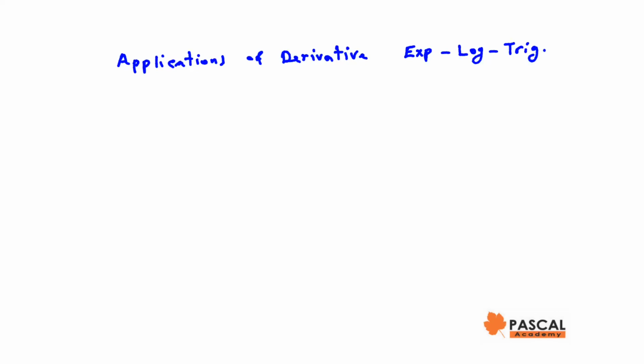In this lesson, we are going to review applications of derivatives using exponential, logarithmic, and trigonometric functions. Our first example is writing the equation of the tangent line to the graph of y equals e to the power of x squared minus 2x at a point whose x-coordinate is 2.